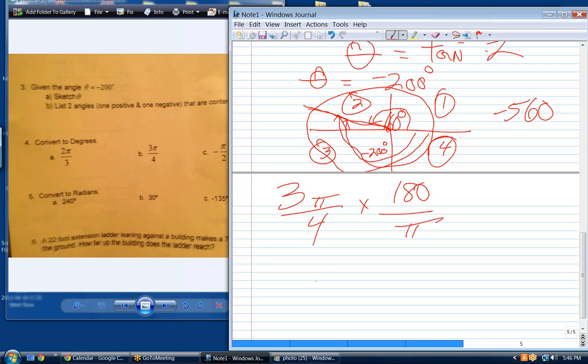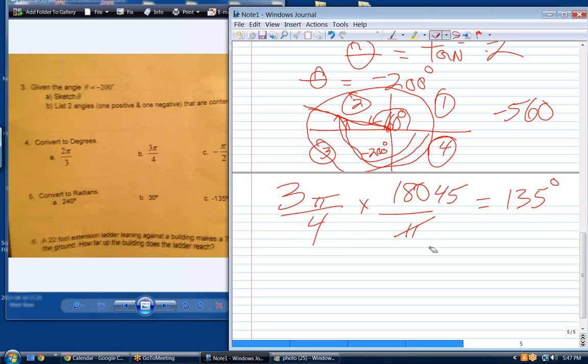Now, rather than multiply all these out, simplify it. Divide 4 into 180. The pi's cancel. We get 3 times 45 as our answer. And that's the way you always want to do your math, incidentally. I notice a lot of people don't do this.